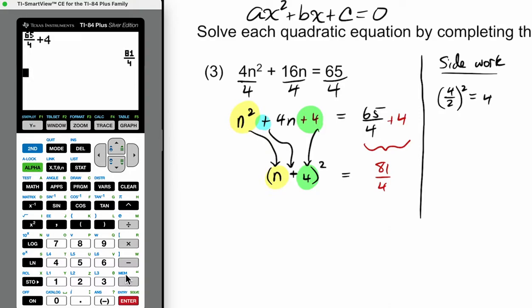Wait, should the 4 be a 2? It should, yeah. Thank you. Oops.